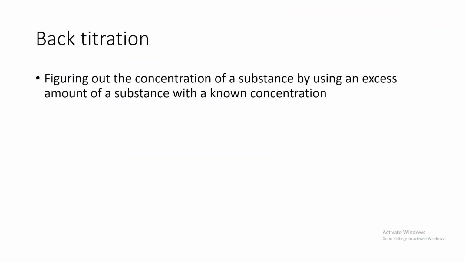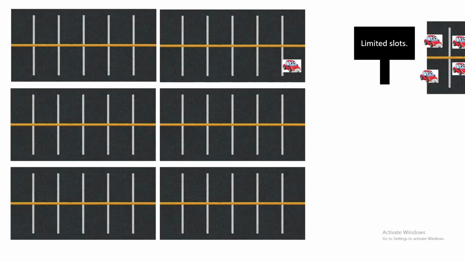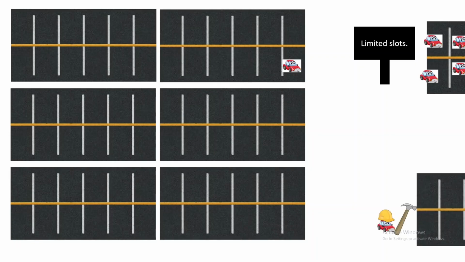Back titration is a little more complicated, but the outcome is still the same. Let's say now that the parking lot has a limited amount of cars it can hold, and only has 2 rows. Luckily, a builder builds a new lot that can hold exactly the amount of cars left. This one has 2 rows and 18 slots per row.